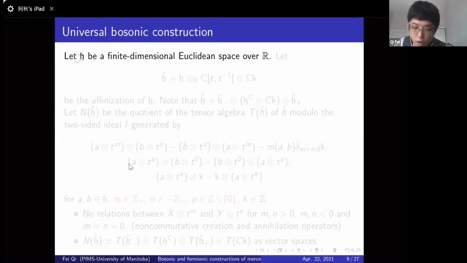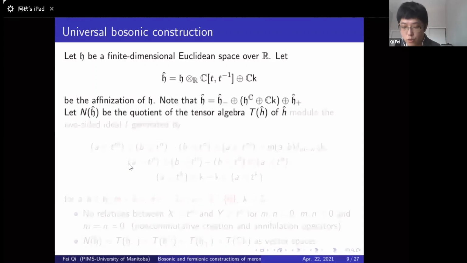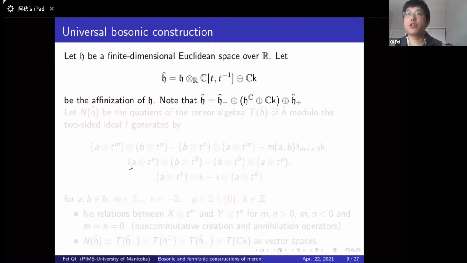Okay, we start with a finite dimensional Euclidean space over R. So this is my h. Then I will just construct its affinization. This is just the standard way of affinization. Moreover, we could notice that for the affinization, there is this familiar triangular decomposition. Here h_C simply means the complexified vector space, because we assume h to be over R, but then everything has to be extended to the complex field. All right, so that's my h and h hat.